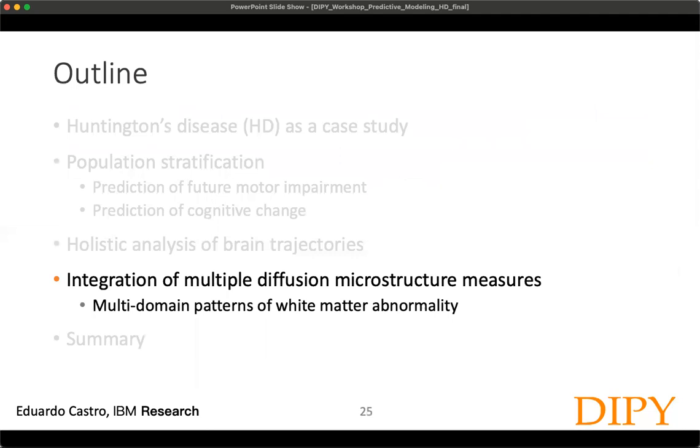Finally, we did an analysis along with Shreyas Farnabis, who probably by now has already given his presentation to the attendees of the DIPY workshop. And the idea here was to integrate multiple diffusion microstructure measures to analyze abnormalities in the structural connectivity of pre-manifest HD.